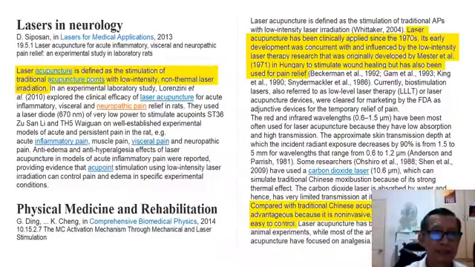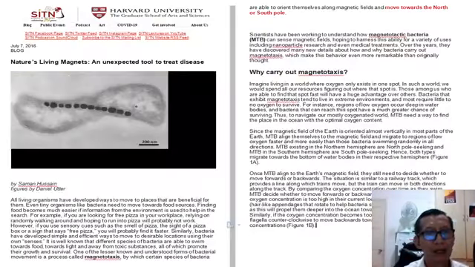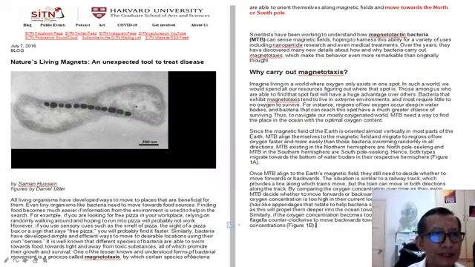Secondly, lasers in neurology. Laser acupuncture is defined as the stimulation of traditional acupuncture points with low density non-thermal laser irradiation. Compared with traditional Chinese acupuncture using needles, laser acupuncture is advantageous because it is non-invasive, painless, sterile, safer, and easy to control. And lastly, magnets are expected tools to treat disease.